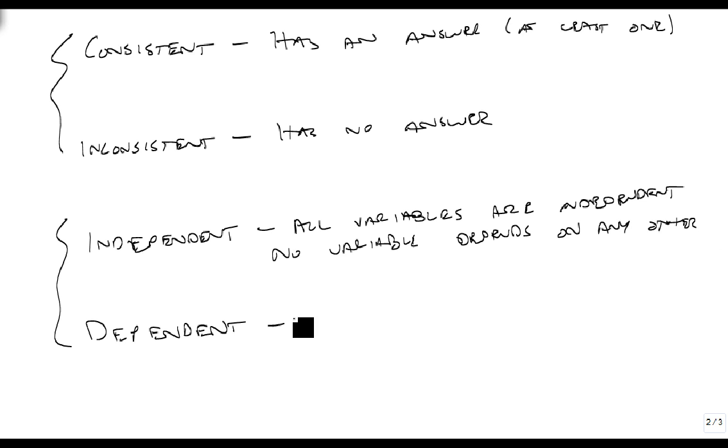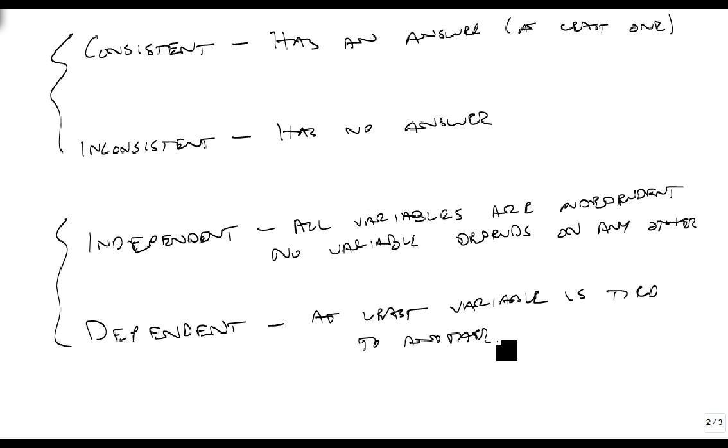Whereas dependent, they do. At least one variable is tied to another, is dependent on another. So if the second one changes, then the first one will change as well.